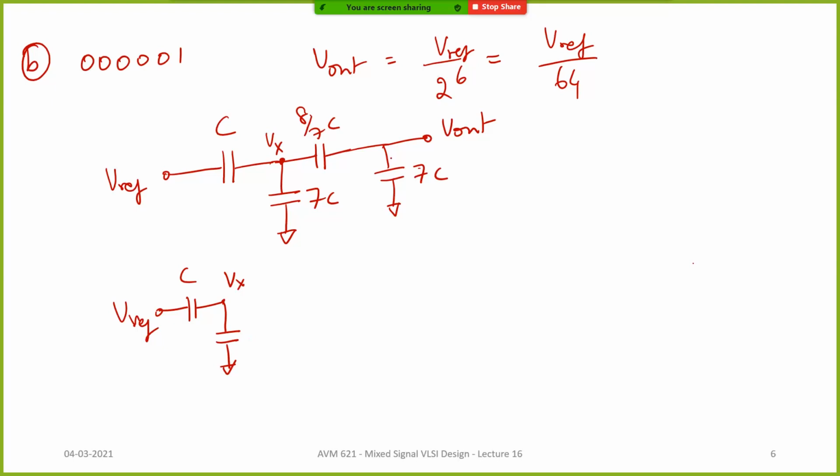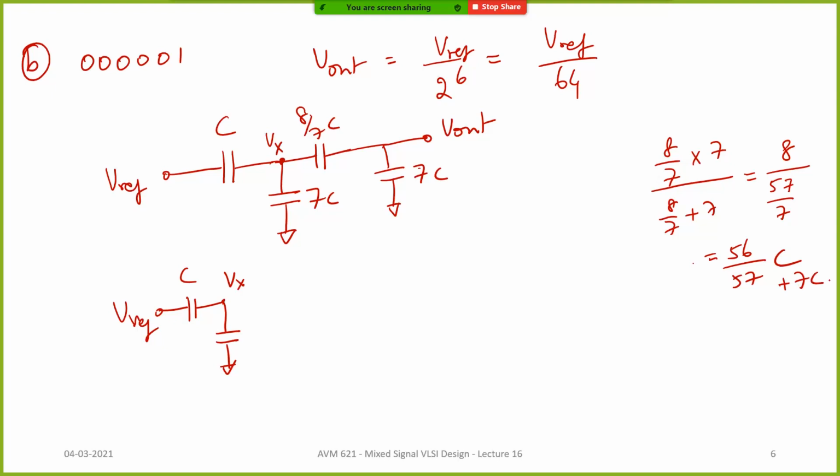So it is a series combination of 8/7C and 7C, right? So (8/7 × 7) divided by (8/7 + 7). This is 8 divided by (49 + 8), which is 57 divided by 7. So this becomes 56/57 C, correct? That plus 7C, because both are in parallel, right? So what will you get here?